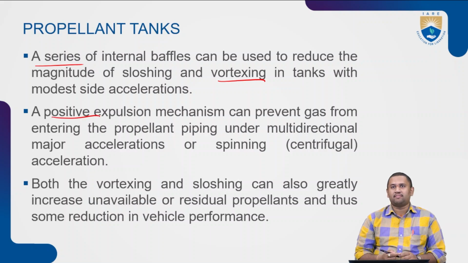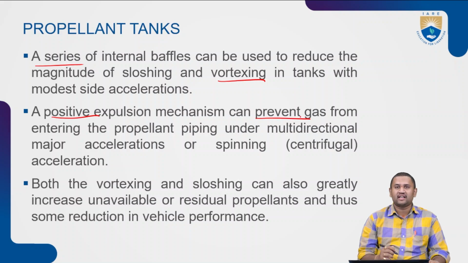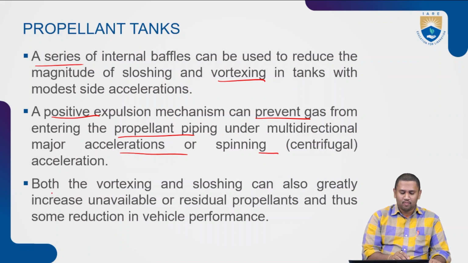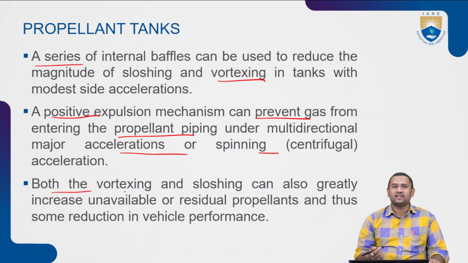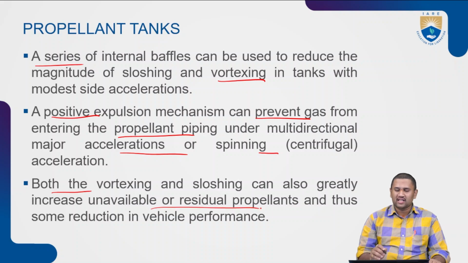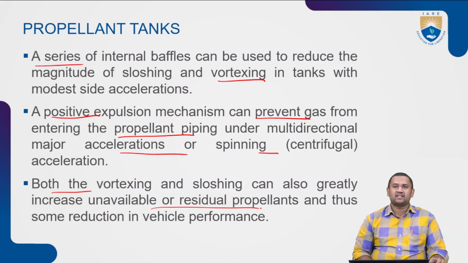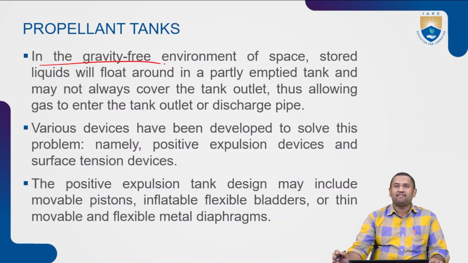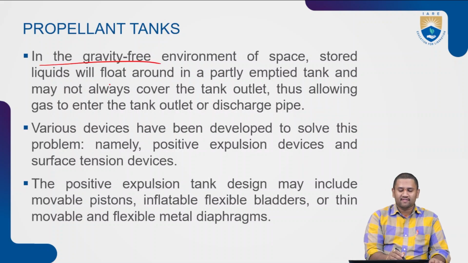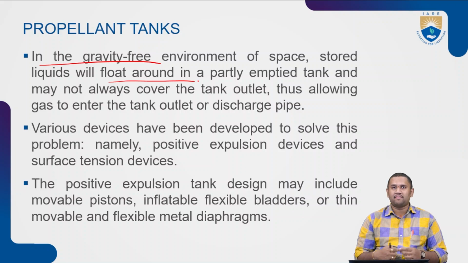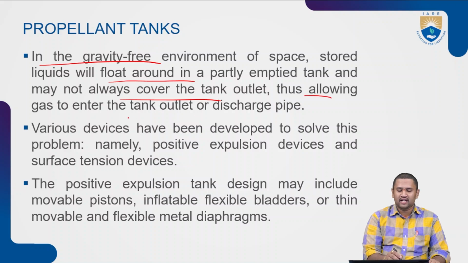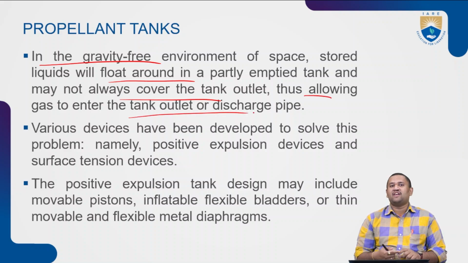The positive expulsion mechanism can prevent gas from entering the propellant piping under multi-directional and major acceleration or spinning, that is, centrifugal acceleration. Both vortexing and sloshing can also greatly increase unavailable or residual propellants, and thus cause some reduction in vehicular performance. In the gravity-free environment of space, stored liquids will float around, and a partly empty tank may not always cover the tank outlet, thus allowing gas to enter the tank outlet or the discharge pipe whenever possible.